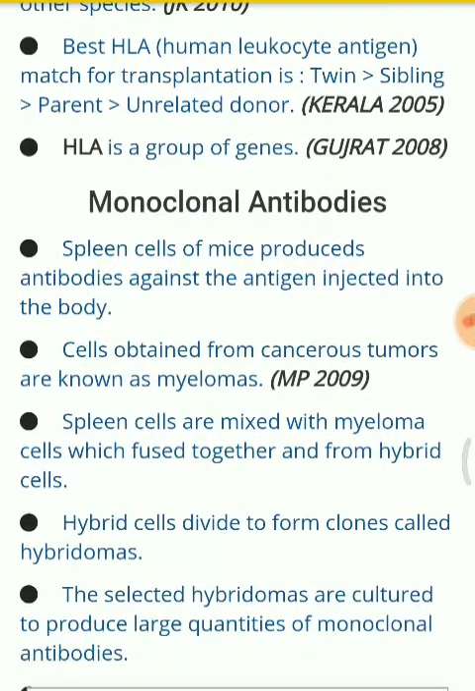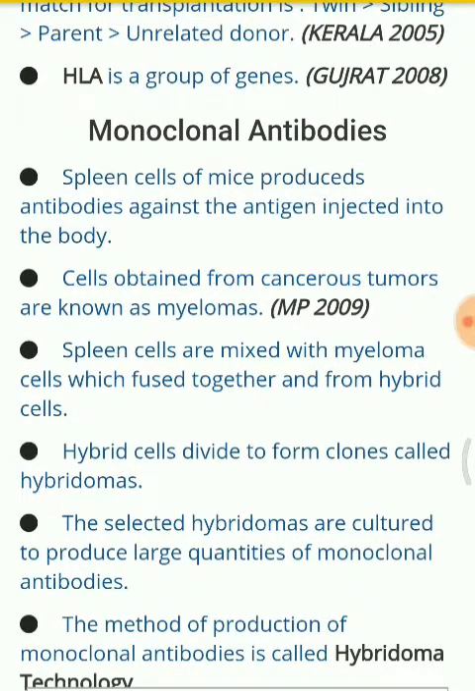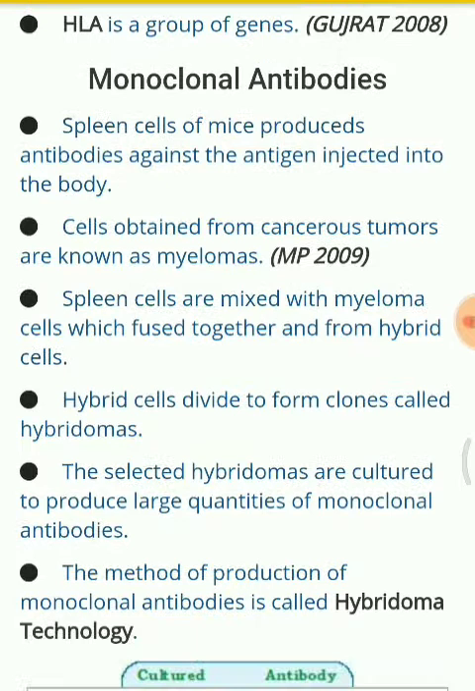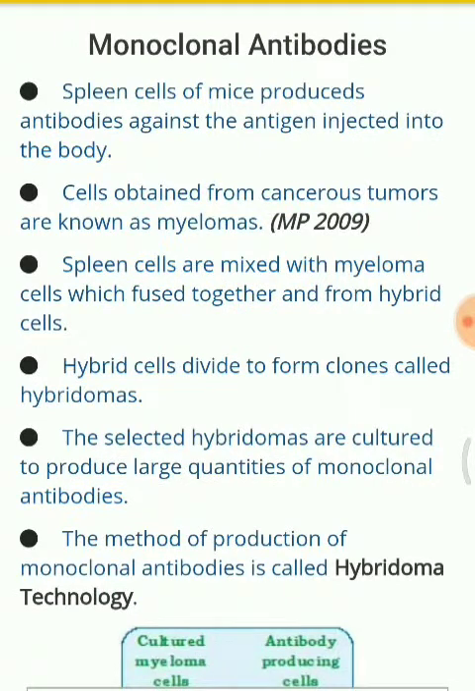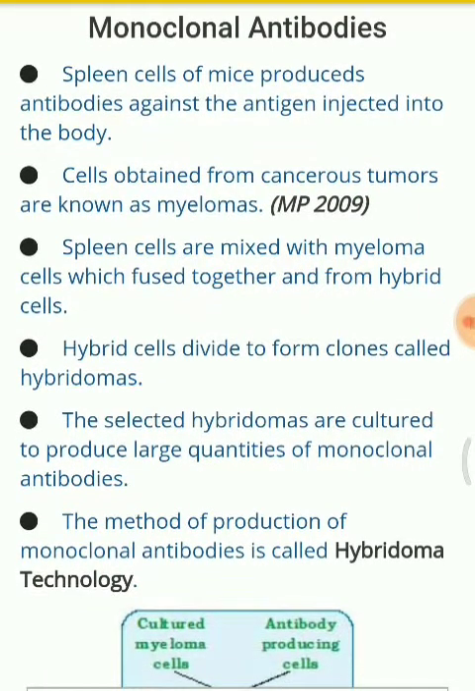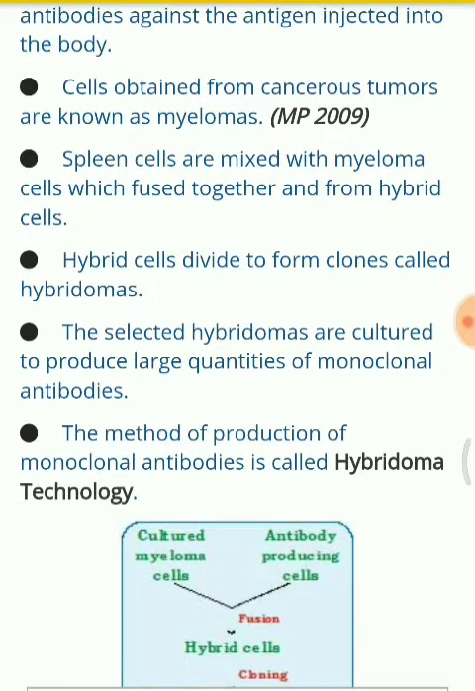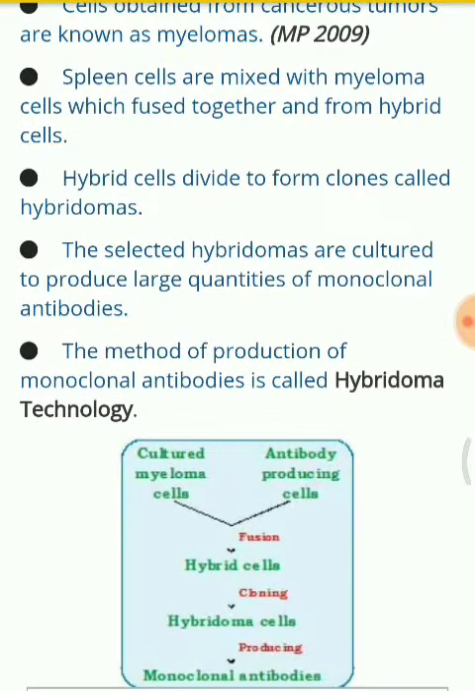Monoclonal antibodies. Spleen cells of mice produce antibodies against an antigen injected into the body. Cells obtained from cancerous tumors are known as myelomas. Spleen cells are mixed with myeloma cells, which fuse together and form hybrid cells. Hybrid cells divide to form clones called hybridomas. The selected hybridomas are cultured to produce large quantities of monoclonal antibodies. The method of production of monoclonal antibodies is called hybridoma technology.